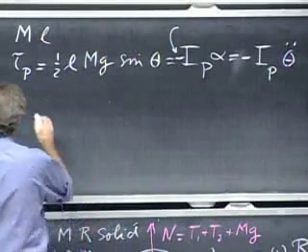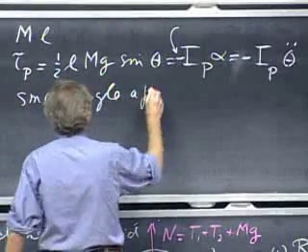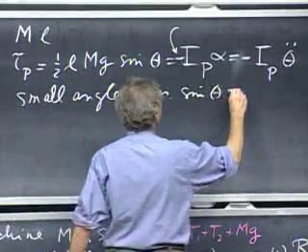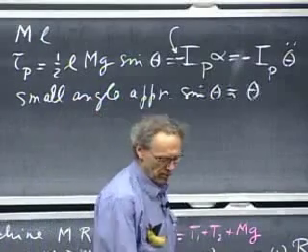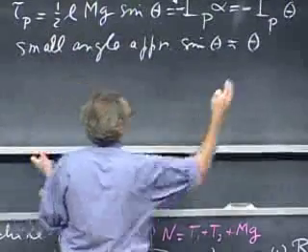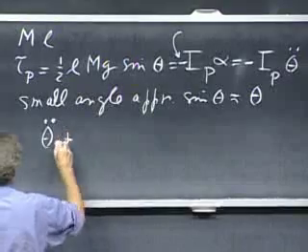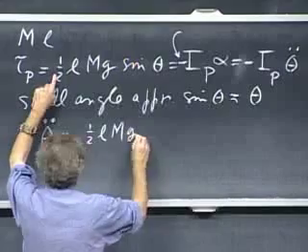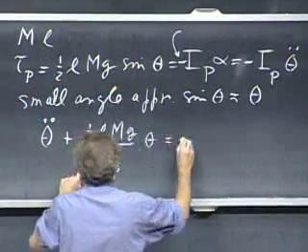Now if we take a small angle approximation, then the sine of theta is approximately theta if theta is in radians. And so I can replace the sine of theta here by theta. And so now I find, if I bring this to the other side, theta double dot plus 1/2 L m g divided by the moment of inertia about point P times theta equals 0.